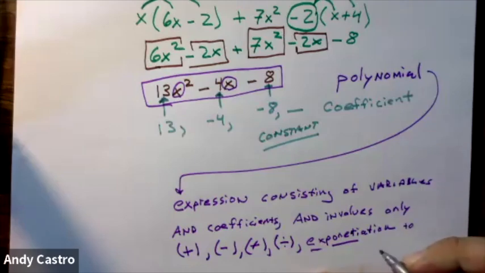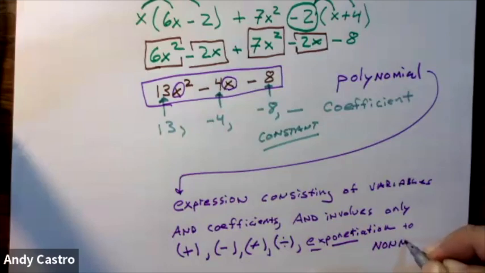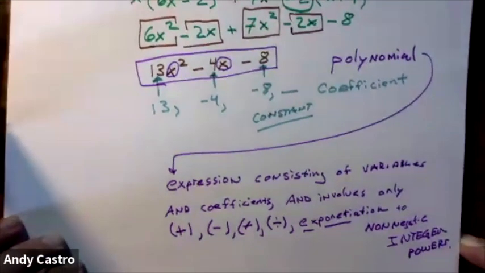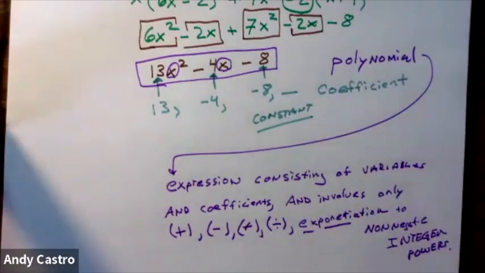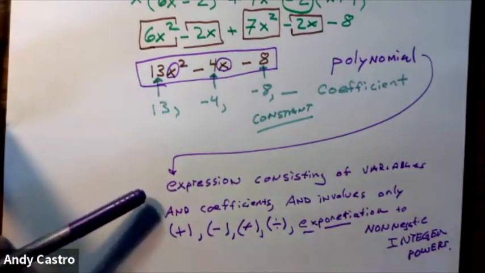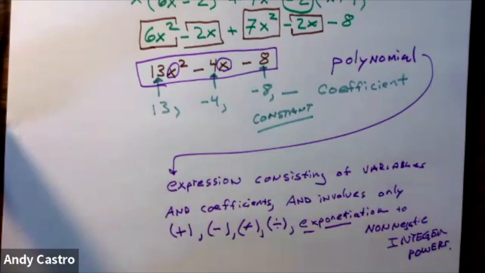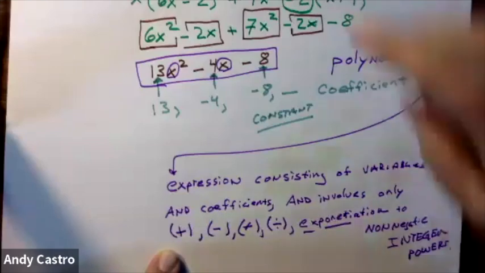Exponentiation to non-negative integer powers. Yeah, it's a lot, but I'll give you a minute. Let me make sure you have that written down. It's a mathematical expression consisting of variables and coefficients and involves only addition, subtraction, multiplication, division, and exponentiation to non-negative integer powers.